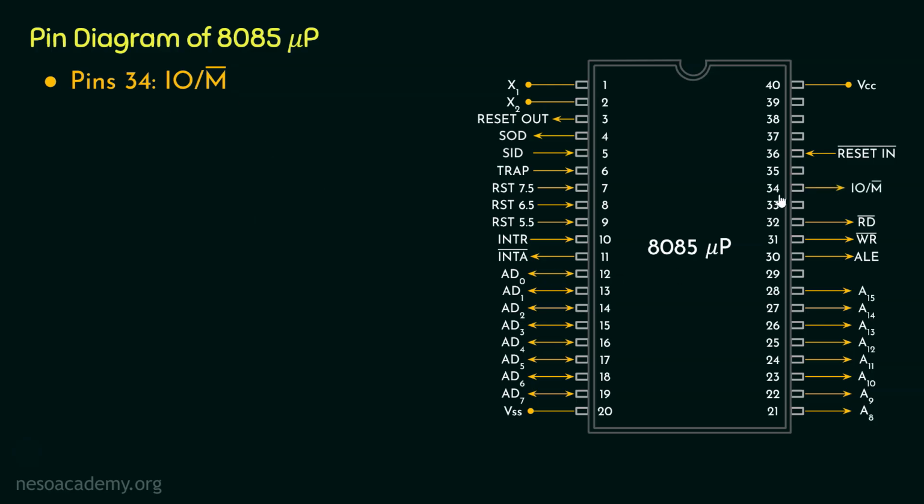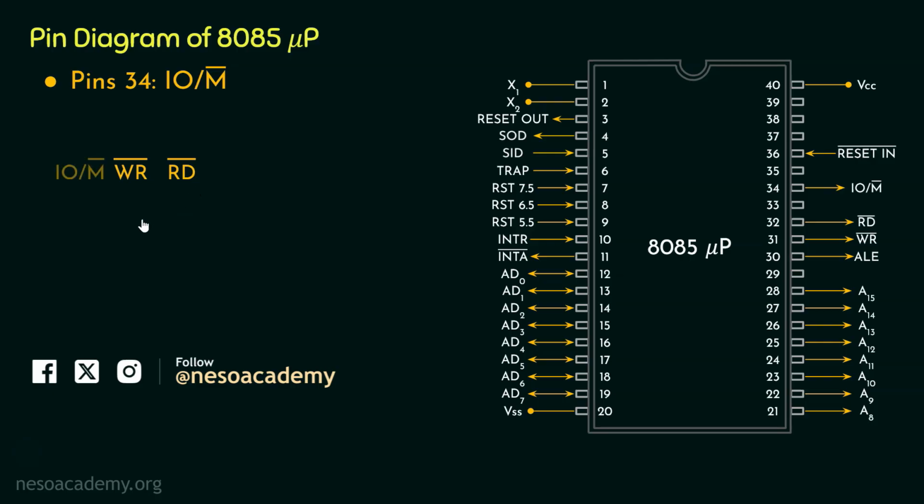Notice, pin number 34, that is IO/M bar, is actually an output line. Now we already have learnt about the WR bar and RD bar lines. Along with these, we will have to consider the IO/M bar pin as well to determine the functionality. Let's now understand the different functionalities based on the sequences of these three pins.